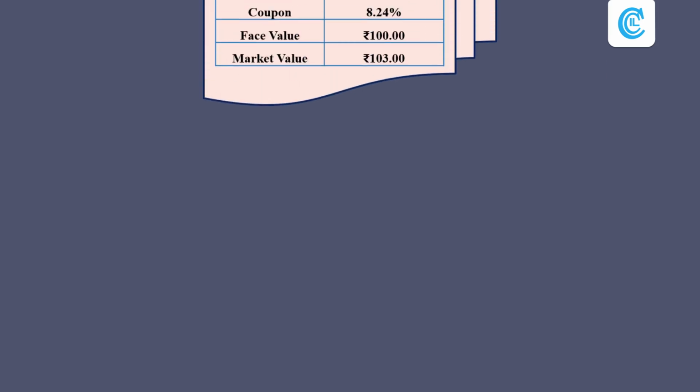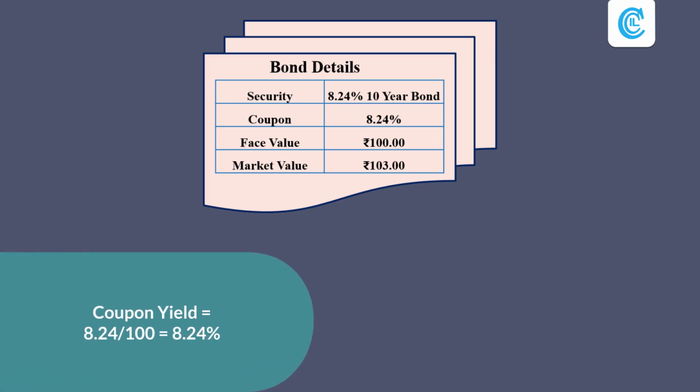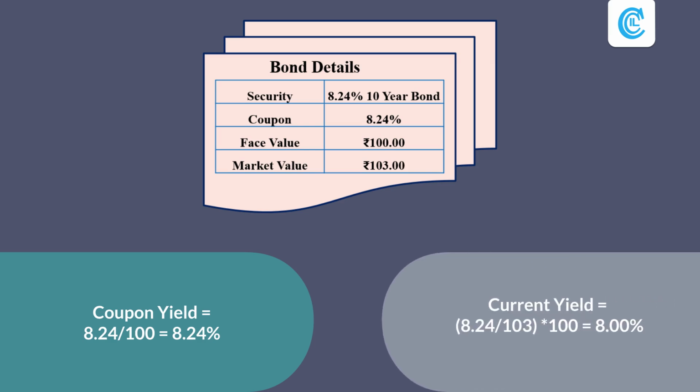The difference between the coupon yield and the current yield can be easily understood in this example where a bond is trading above its face value. The coupon yield on the bond stays 8.24%, while the current yield falls to 8.00%.